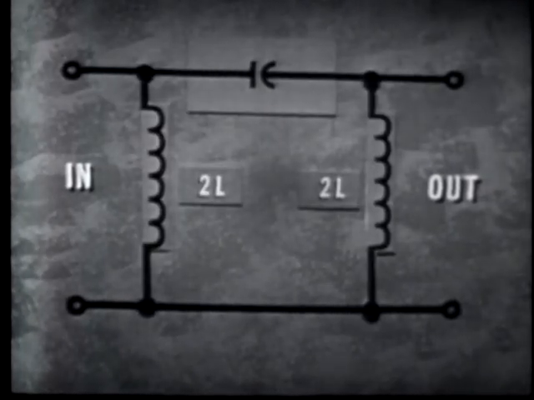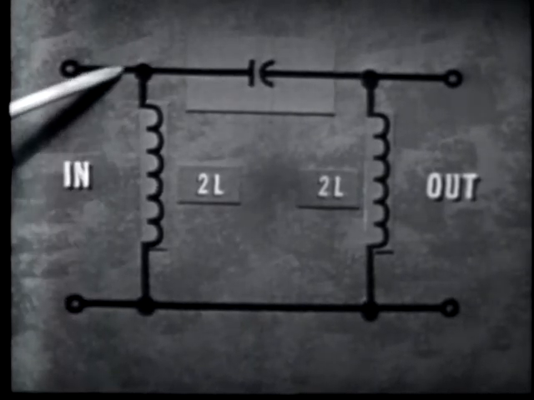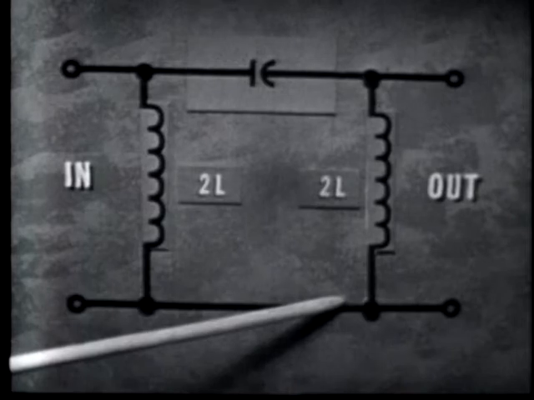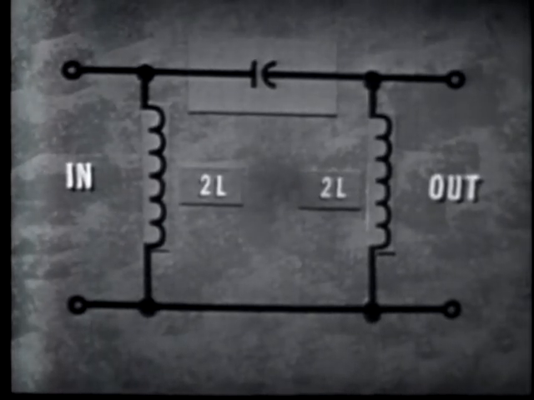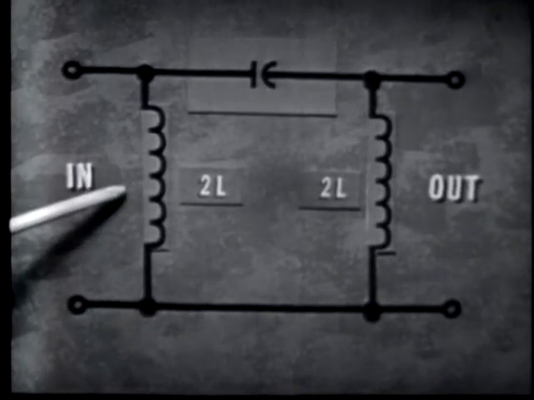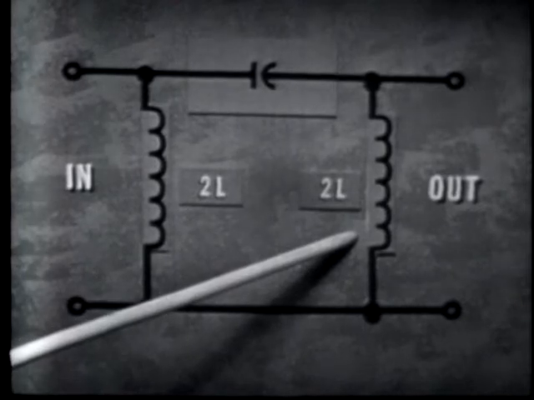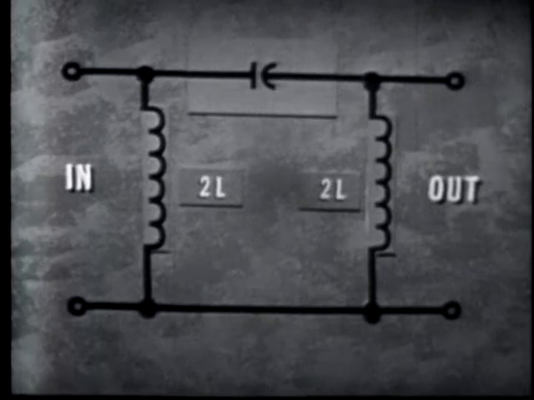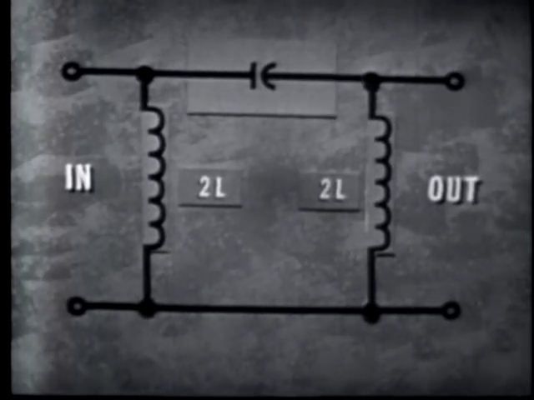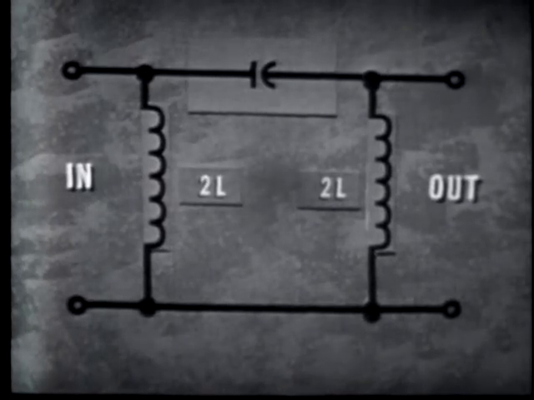This pi section version of the high-pass filter shows that we have two parallel inductors. Since inductors in parallel are added like resistors in parallel, we must have twice the original value of inductance in each of our legs of the filter. The advantages of the T and pi section version of the low-pass filter apply equally to the high-pass versions, and also to the band-pass and band-reject filters as well.